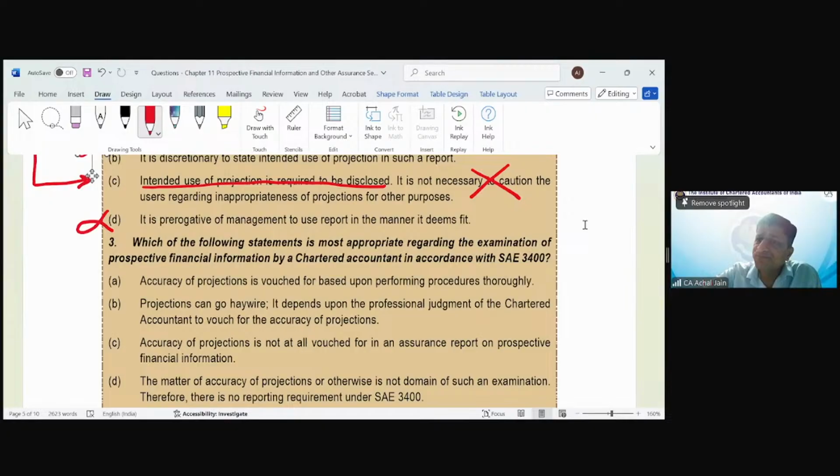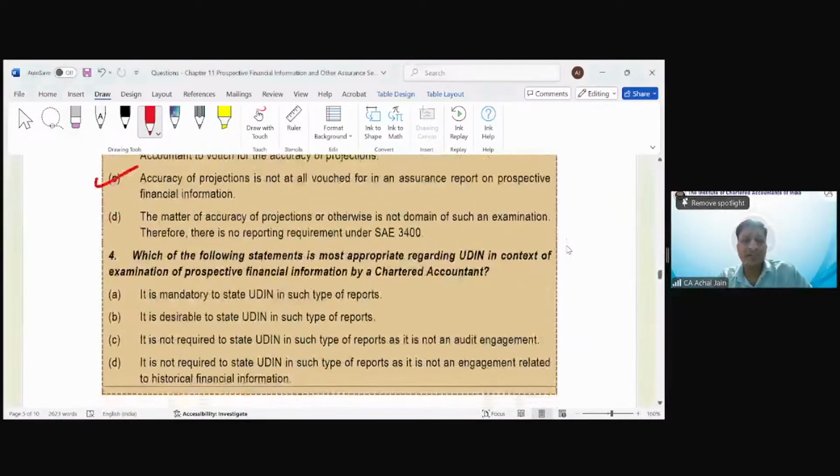Over to you. Sir, I go with the option number C, sir. Ravi is saying C. Saminathan also says C. So here again, very clearly, accuracy of projections is not at all vouched for in an assurance report which is about prospective financial information. I think Mansha is also going with C. Whenever you have this assurance, that's where you have the UDIN.